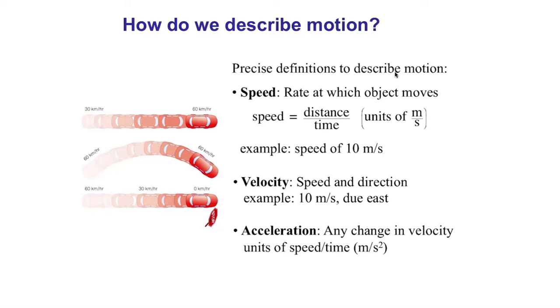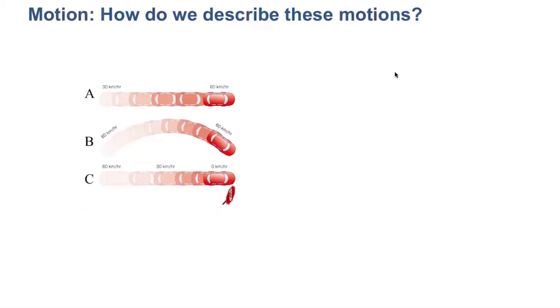Okay, let's try to understand and visualize why it's important to have a distinction between speed and velocity. So let's consider these three cars moving at different rates. And let's think about how speed and velocity and acceleration are different for the three of them. So let's start with car A.